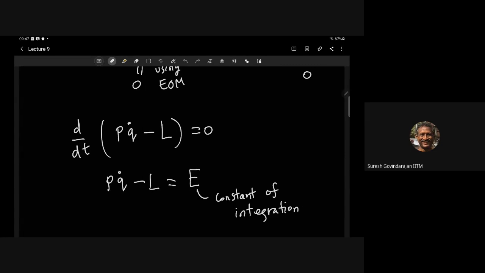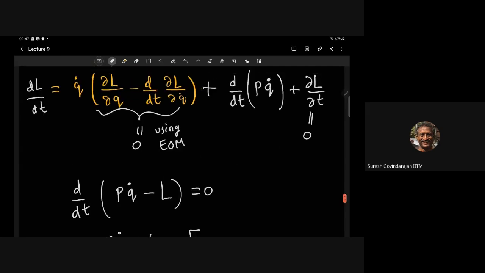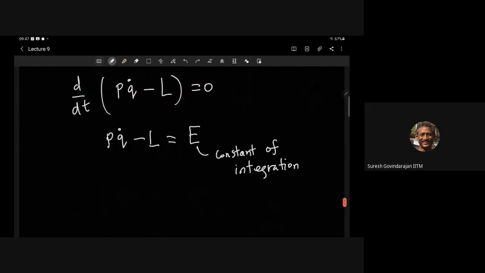Okay, this is a constant of integration. So the quantity combination p q dot minus L is the energy, and what is p? p is just dL by dq dot. Okay, so this is what we do. What is happening here is that one integration can be done. You can see that every term on the left hand side is only a function of q dot. So, one integration.